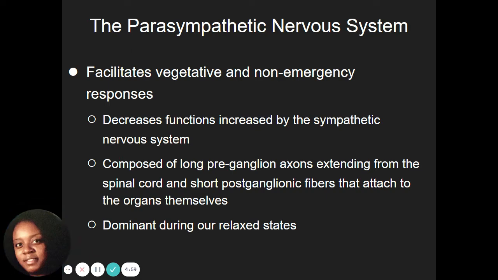The parasympathetic nervous system is what facilitates your non-emergency response. It is mainly activated when we are relaxed, like when you're getting ready to go to sleep, you're in your home, you're not feeling threatened or anything like that. The role of the parasympathetic nervous system is to decrease the functioning that is increased by the sympathetic nervous system. So just think of yourself at times when you work yourself up. That is your sympathetic nervous system at play. And then when you're able to calm down, that's because your parasympathetic nervous system has come into play.